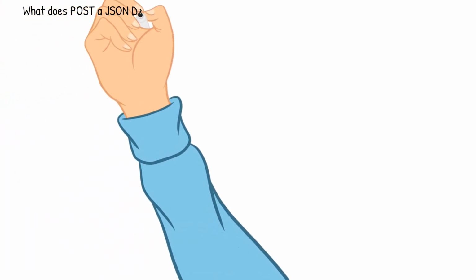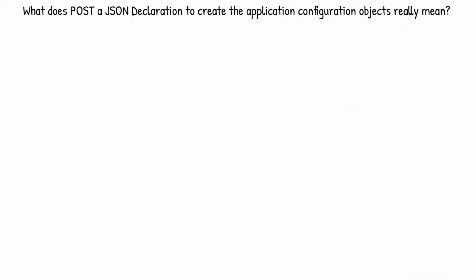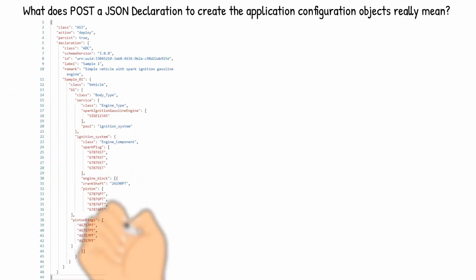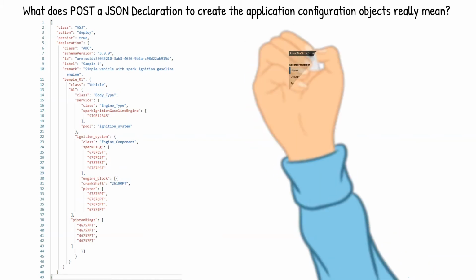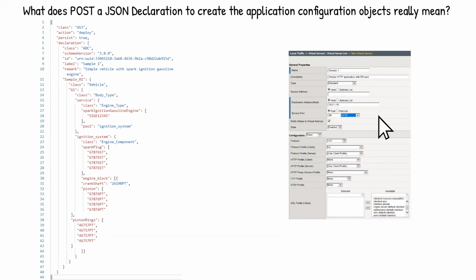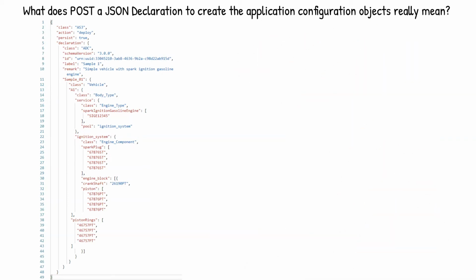But wait, what does post a JSON declaration to create the application configuration objects really mean? A JSON declaration is a specific way to write out the configuration objects in a flat file instead of mouse and click in the GUI. It contains JSON objects that are written out for the configuration of the application.